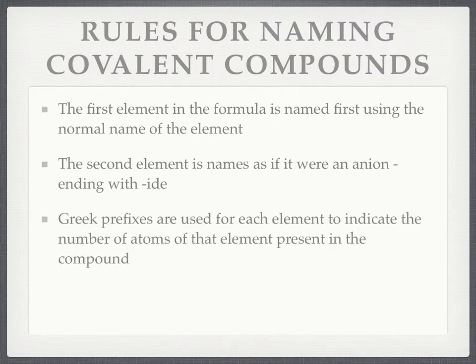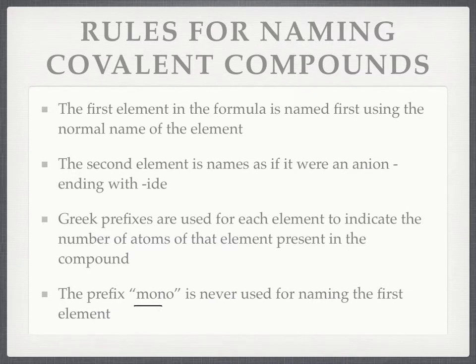Then, to indicate how many of each one we have, we use the Greek prefixes, and we'll talk about those in just a little bit. We always use the Greek prefixes to indicate how many of each atom there are, except that we do not use mono if there's only one of the first element listed. We use mono if there's only one in the second element. But if there's only one in the first, we just ignore that particular word. That's really the only exception to that naming with the prefixes.